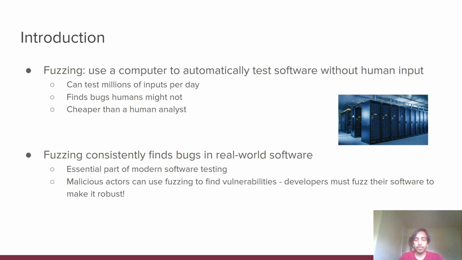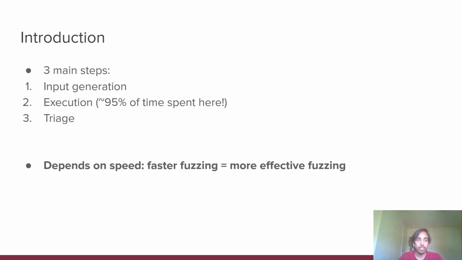And thus, we can say that fuzzing today is the first line of defense against malicious attackers, as these attackers themselves use fuzzing to find bugs in the software and then exploit them. And thus, a software developer must employ fuzzing to find bugs in its own software and fix them before the attackers do. So there are three major steps involving fuzzing.